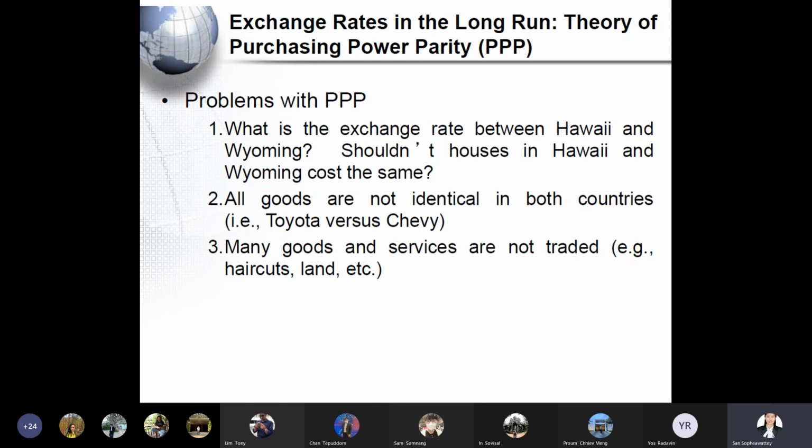The problem with PPP also happens because many goods and services are not traded. For example, haircuts, land, or probably a doctor's fee. They are not traded actually. So the law of one price or purchasing power parity does not hold in this case.